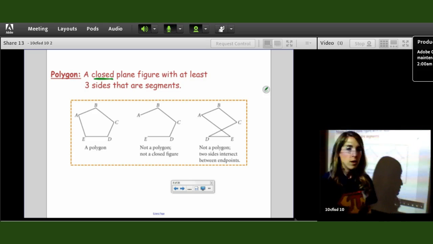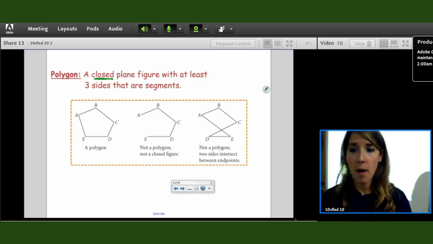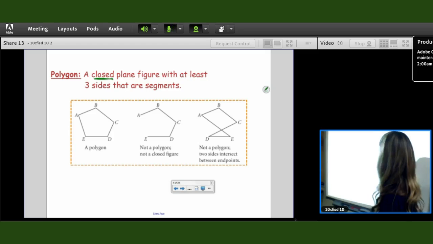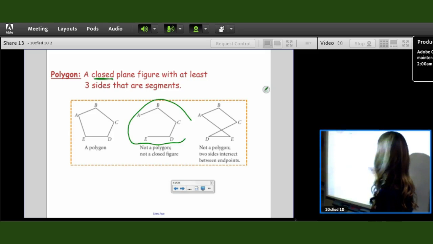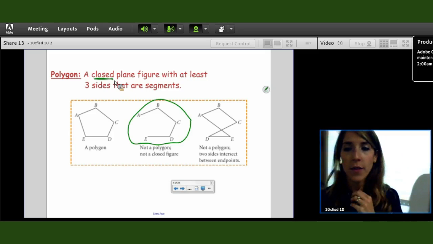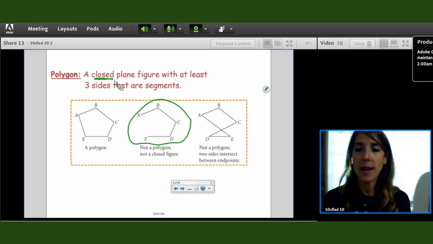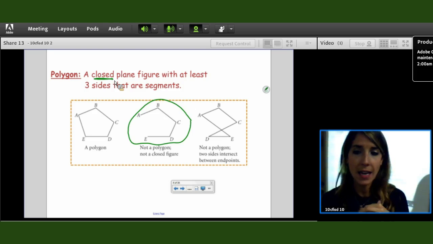Closed. So in order to be qualified as a polygon, your shape must be closed. So for example, this shape is not a polygon because vertex A is not touching vertex E. There is an opening there. There is no segment connecting A to E.